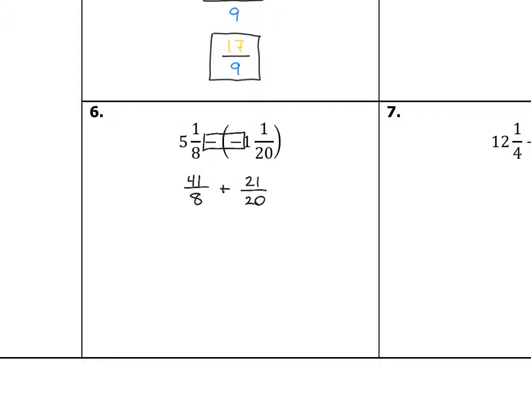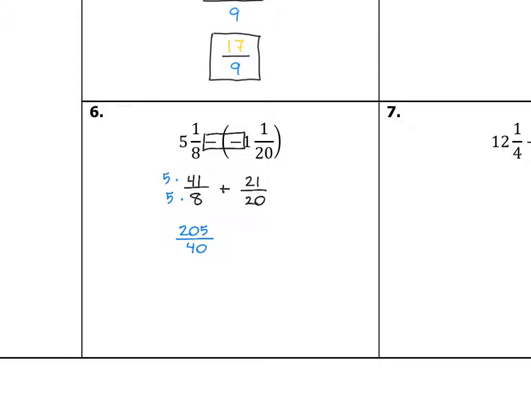Next, I need to find the LCM of 8 and 20. The LCM of 8 and 20 is 40. I can do that by listing the multiples or doing my prime factorizations. And so for my first denominator, 8, I need to multiply it by 5 to get 40. So I'll do the same thing with my numerator. So 41 times 5 is 205. So this is 205 over 40.